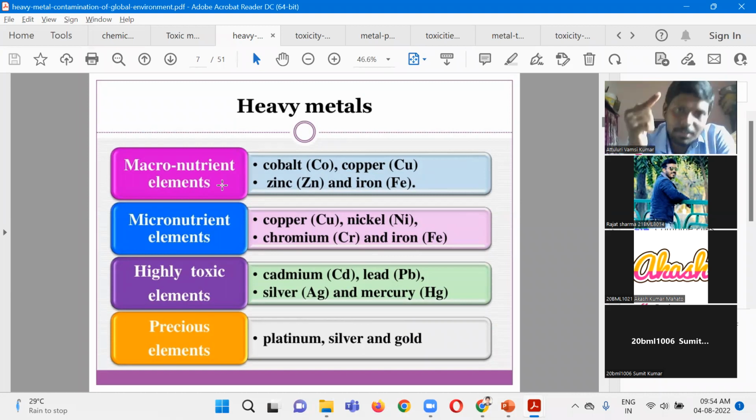But at higher quantities, these micronutrient elements may cause some diseases. They may cause some abnormalities, some discomforts in the body. So micronutrients must be taken in micro quantities only. And surprisingly, you can see here that in both macronutrients and micronutrients, iron is present. So yes, an excessive amount of iron is a toxin, and that is called iron intoxicosis.